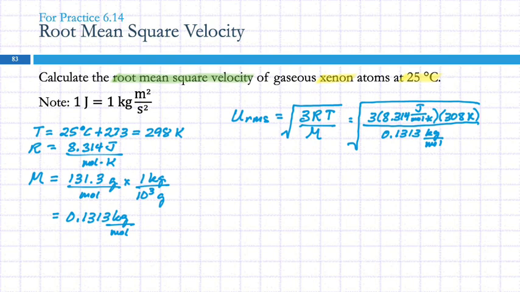Different calculators do square roots differently. On the 36X Pro, I can press the square root button first and then type these numbers in. Other calculators, you may need to do the multiplication and division first and then take the square root. So that's the number I'm getting. So let's look at what's happening with those units.